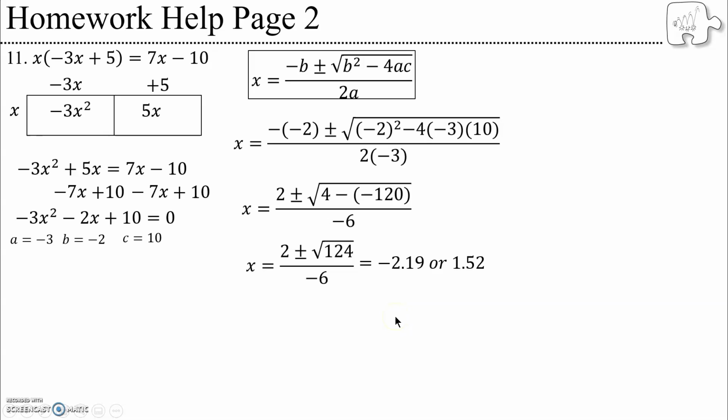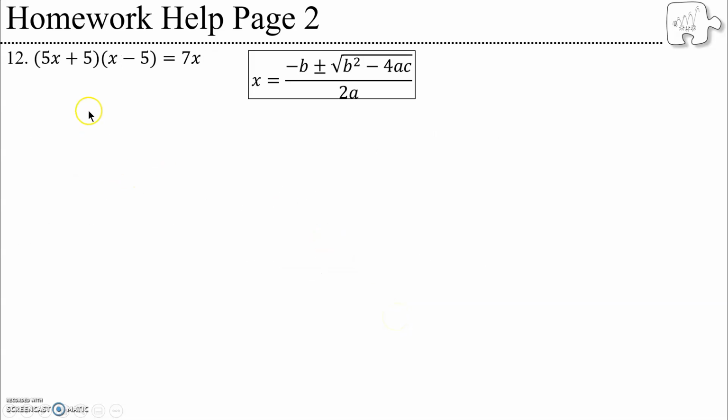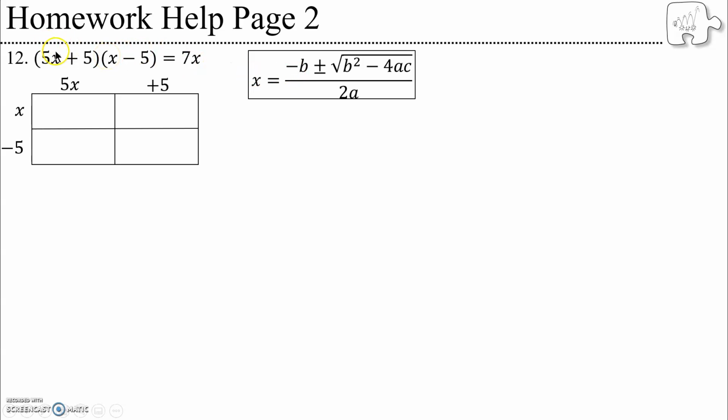So moving on to the next problem, right? First, we got to multiply these using our generic rectangle, move everything to the same side and make sure it's in the right order before we plug it in. Our length is 5x plus 5, our width is x minus 5. X times 5x is 5x squared. -5 times 5x is -25x. X times 5 is 5x, and -5 times 5 is -25.